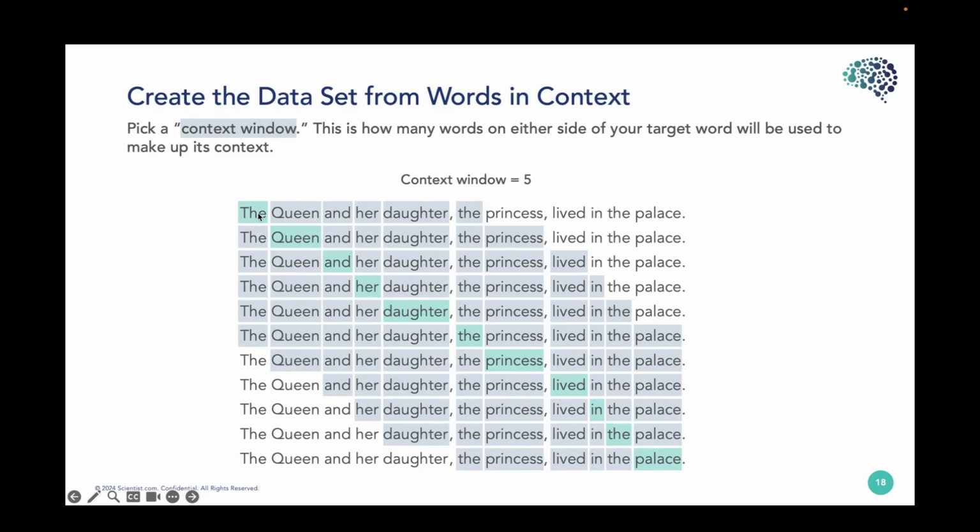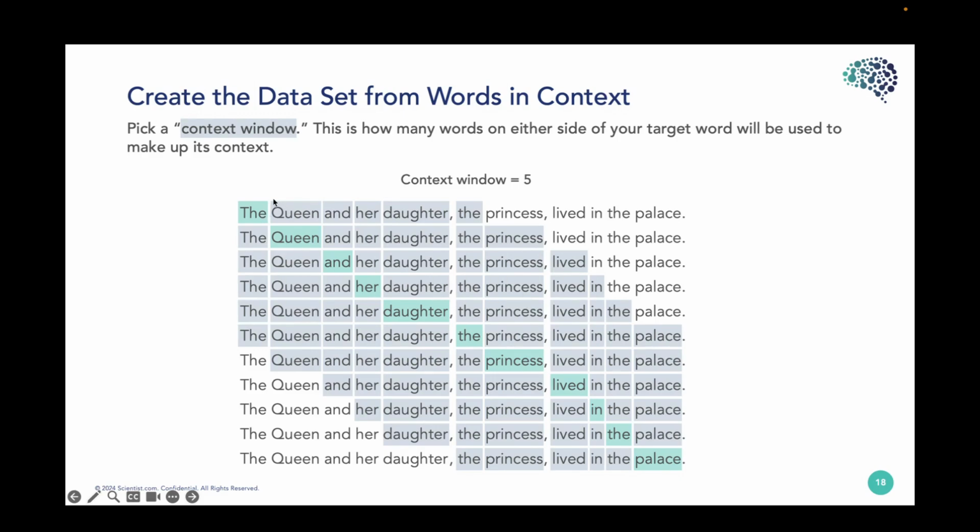So for the word the, this is my target word. The context words are queen and her daughter, the. For the target word queen, I look forward and backwards. So my context is the and her daughter, the princess. Target word and, context: the queen and her daughter, the princess, lived. So on and so forth.